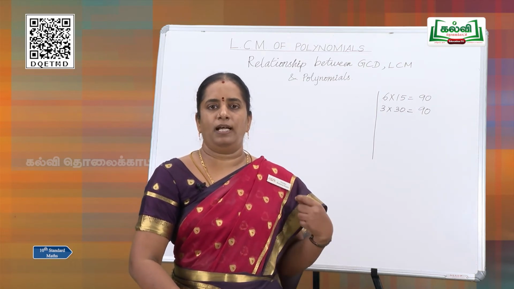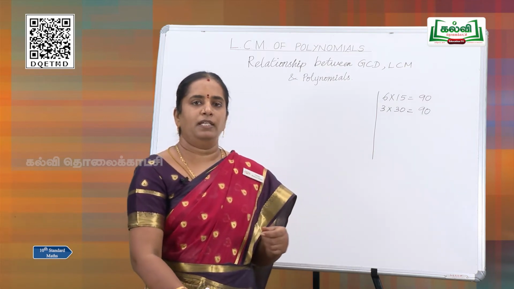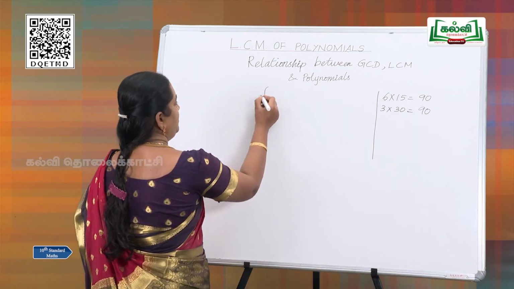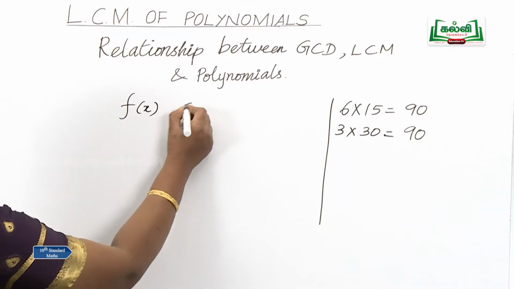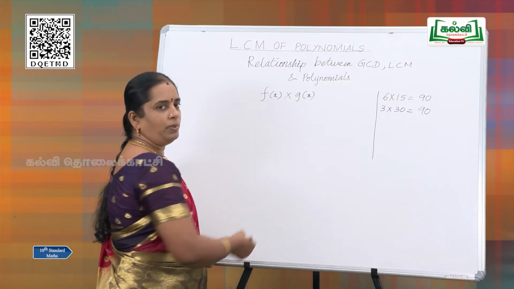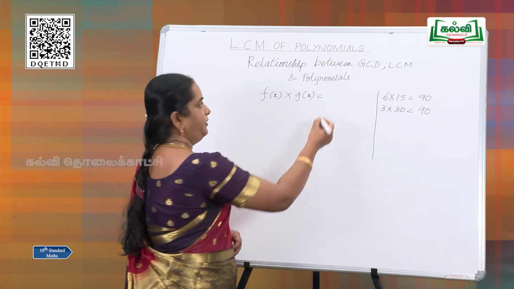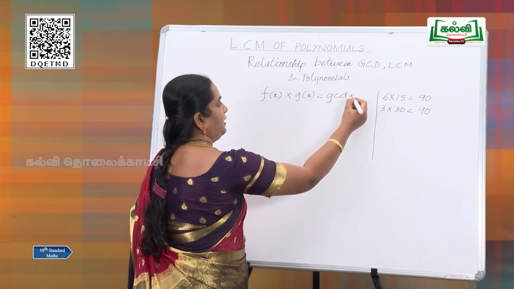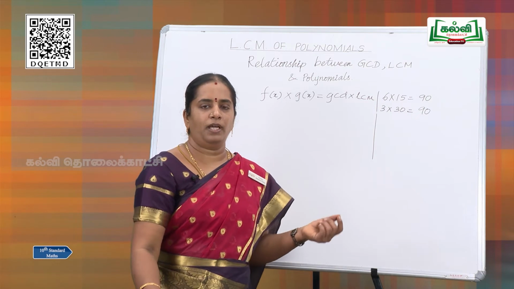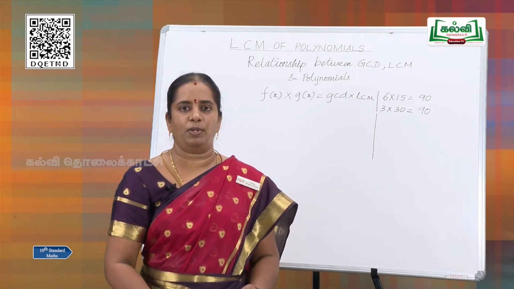Here also, in algebra also, we can use the same for the expressions. That is, if we name the expressions as f of x and g of x, then we can say that the product of these two polynomials, that is expressions, is equal to the product of their GCD and LCM. So, we are going to use this relationship and find whatever is needed as given in the exercise 3.3.